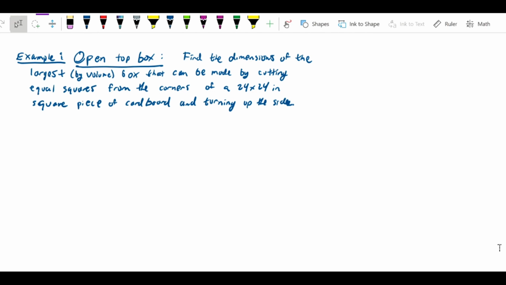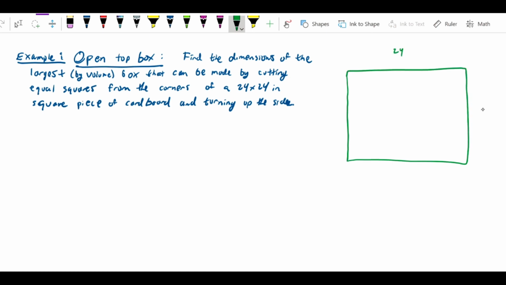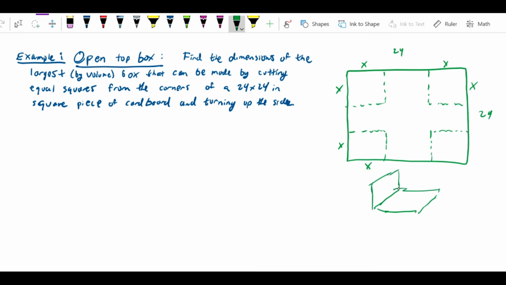So let's draw this before we get any further. What we have here is a 24 by 24 piece of cardboard. This is 24 inches on each side. And what I want to do is cut out a square of size x like that. And I want to do this in all four corners so that these are all equal cuts of an x by x square on the side. And then from this I'm going to form a box like that.